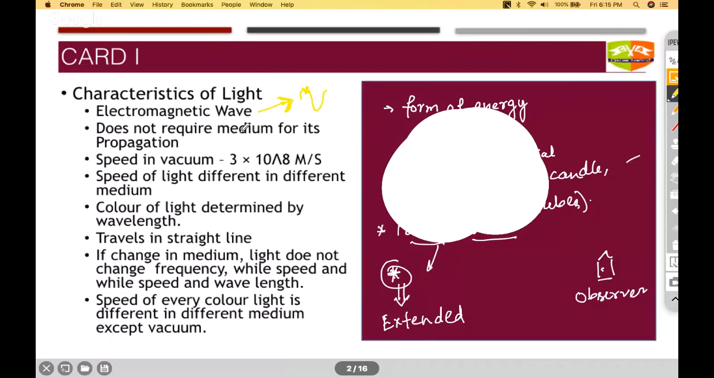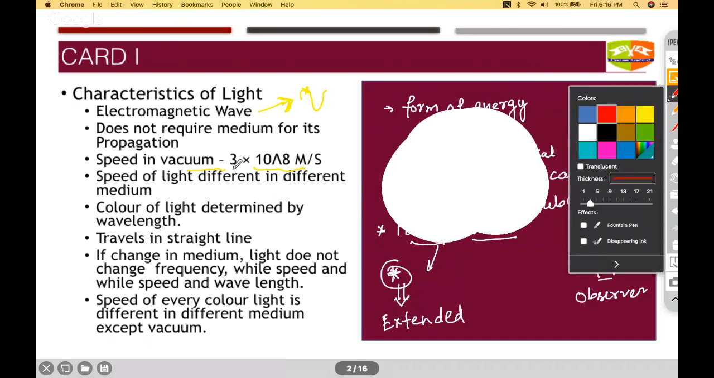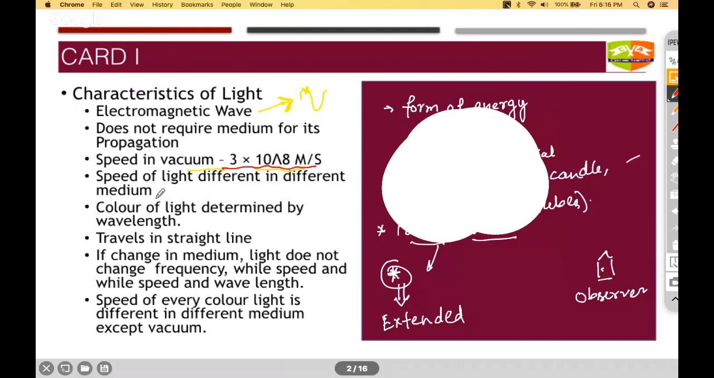Second is it does not require medium for its propagation. And how do you prove it? When light travels from sun and it reaches us, it travels through so many mediums, which includes vacuum also, where there is no atmosphere. And it enters our atmosphere with different layers of density. It reaches us, which shows that light does not require any medium for its propagation. Now in vacuum, the speed of light is 3 into 10 to the power 8 meter per second.